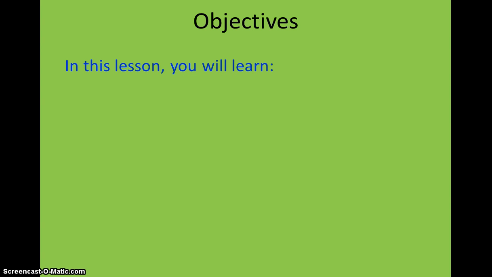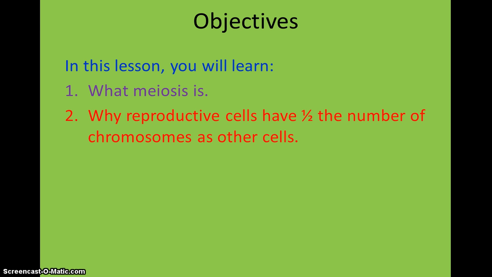Hello again. In this screencast, I'm going to be discussing the process known as meiosis. By the end of this lesson, you should be able to explain what meiosis is, explain why reproductive cells have half the number of chromosomes as other cells, and explain how meiosis occurs.